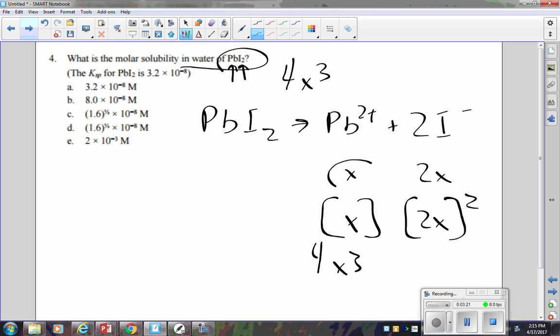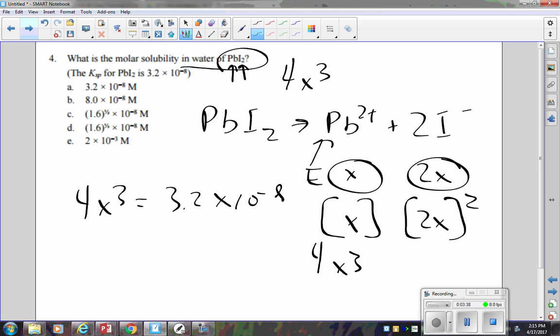Remember, on the AP exam, you've got to pay attention to the ICE line because the relationship is different. But in this case, they're just asking us x. So we're going to go 4 times x cubed is going to be equal to 3.2 times 10 to the negative 8. So the first thing I'm going to do is divide by 4. So we do that. I'm going to get 4.0 times 10 to the 0. So let's see. I'm going to just move this over, pop that over there. So I'm going to get 32 times 10 to the negative 9th to make it easier.